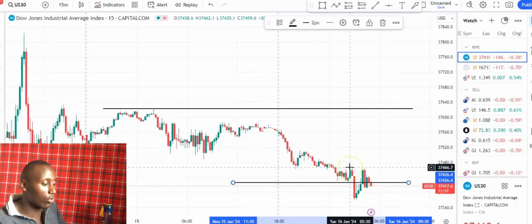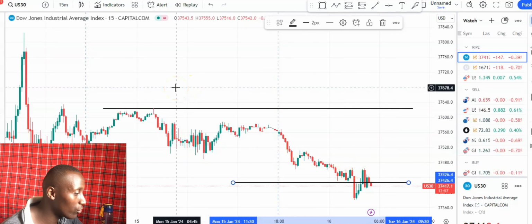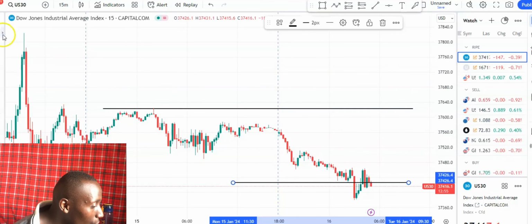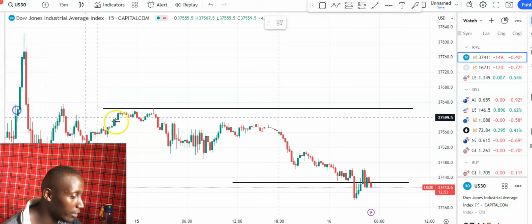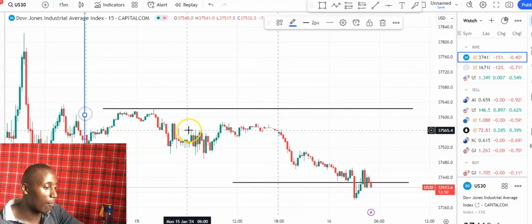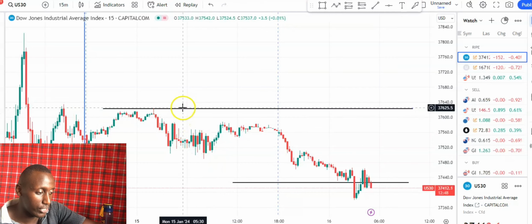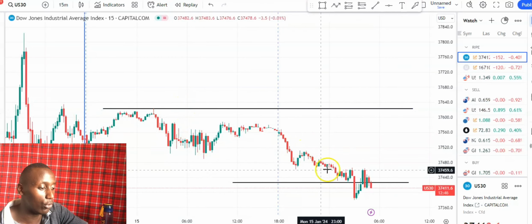Now, why do we call this the high and the low of the week? Because Monday sets the high of the week and the low of the week. So this is the high of Monday, this is the low of Monday. On Tuesday we have extended that low.